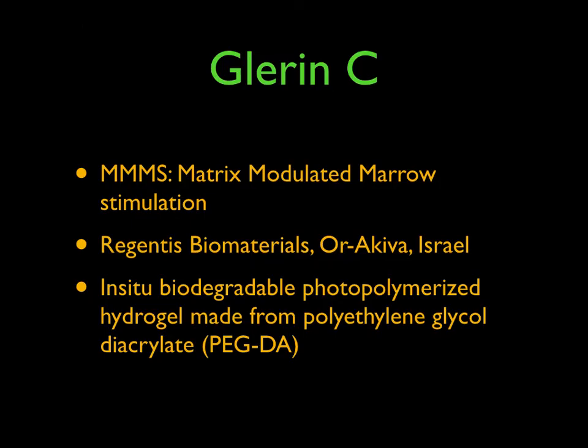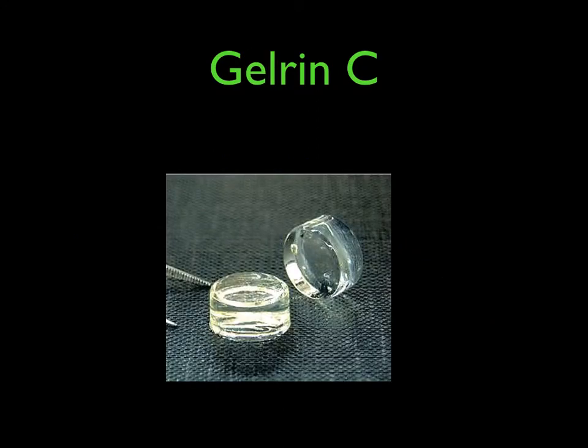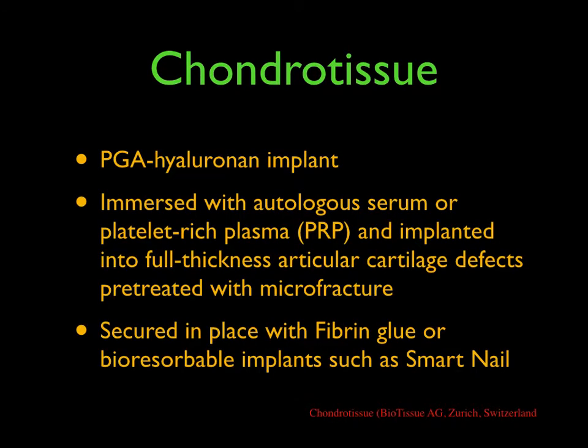Another one was from Arkiva from Israel. So again, all of these are matrix-modulated myostimulation techniques and consisted of a biodegradable photopolymerized hydrogel. So technical terms, but this is how it used to look. These are gel-like things that could be implanted. The other thing is again Chondrotissue. So a lot of products are there when we look at the scaffold. It's a PGA hyaluron implant. It is immersed with autologous serum or platelet-rich plasma and implanted into the full thickness cartilage defect, and you do a microfracture before this. It can be fixed with fibrin glue or bioresorbable implants such as smart nails.